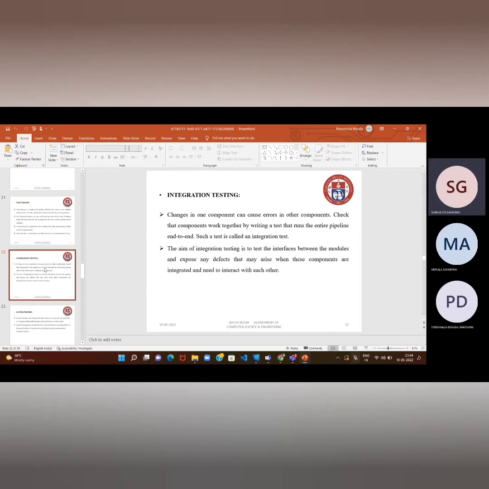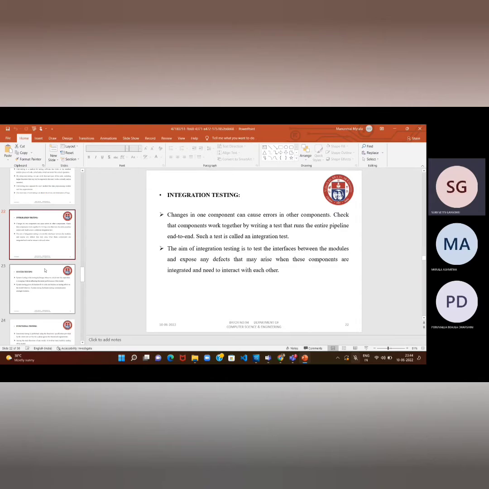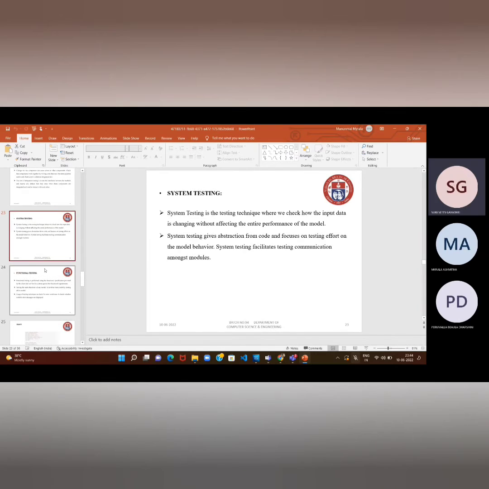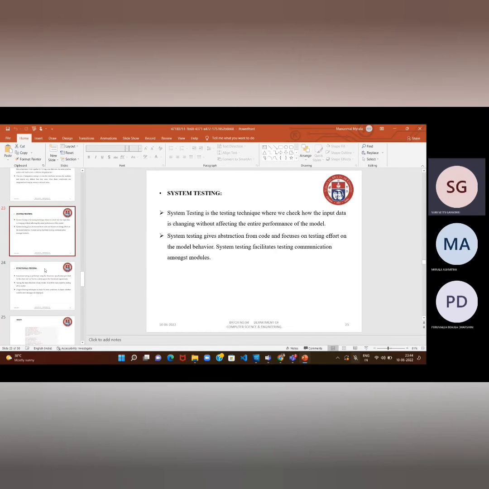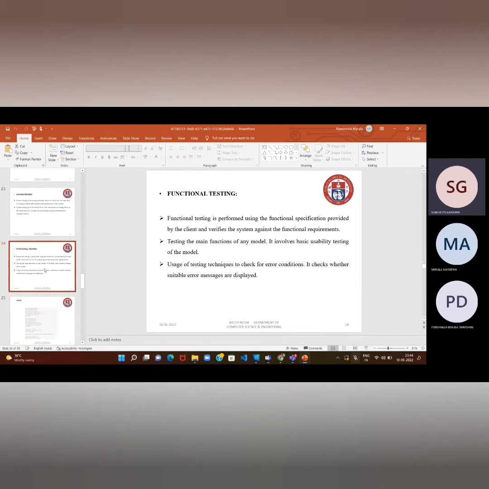The next is integration testing. The aim of integration testing is to test the interfaces between the modules and expose any defects that may arise when these components are integrated and need to interact with each other. And this is system testing, a technique where we check how the input data is changing without affecting the entire performance of the model. And the last one is functional testing.